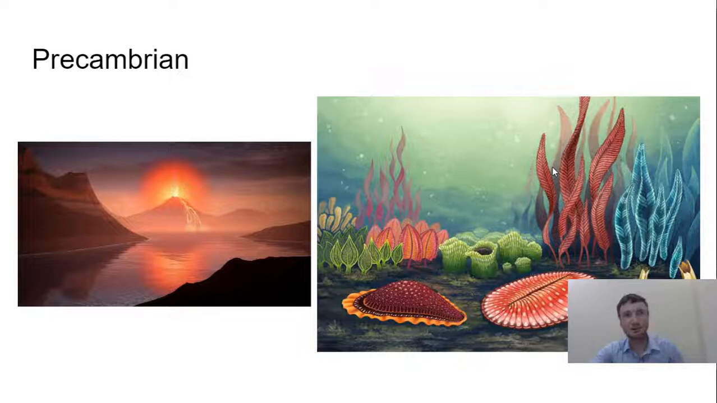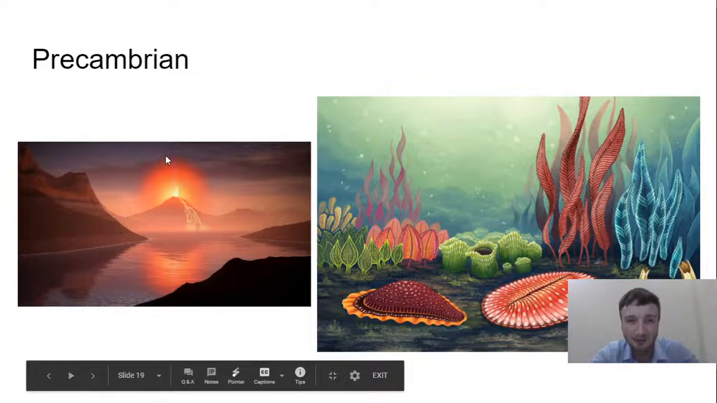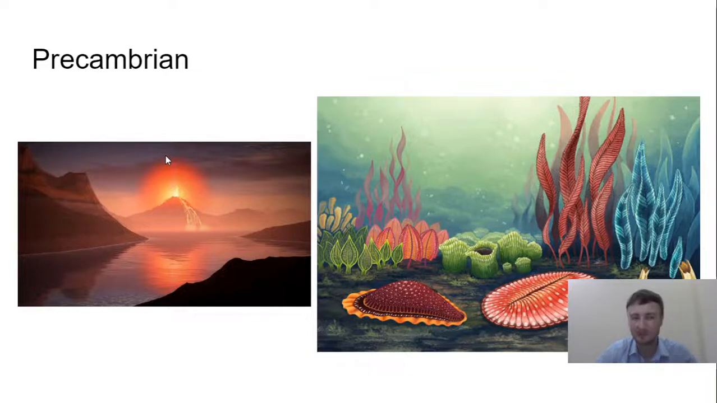Precambrian. So during the Precambrian times, on the surface of the planet, it was all volcanoes. The air was just carbon dioxide. You couldn't breathe it. All the lakes were acidic, and the volcanoes were exploding with fire all the time. It wasn't a nice place to live. But life was starting underwater.